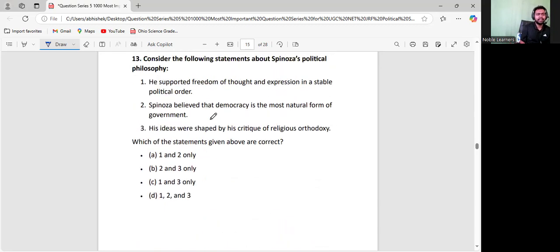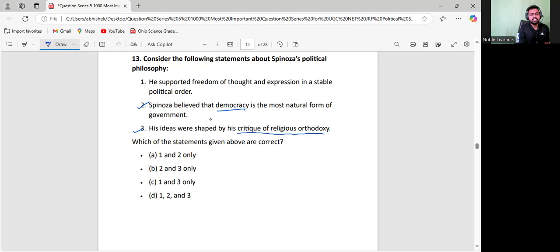First of all, he was a critic of religious orthodoxy. There must not be stereotype, convention, or tradition in religion. But he was also a religious person. He was not an atheist, actually. So he was a critic of religious orthodoxy, that's correct. He also believed that democracy is the most natural form of government, because in a democracy the people give their consent as to who are going to be the rulers. So the second one is correct and the first one is also correct.